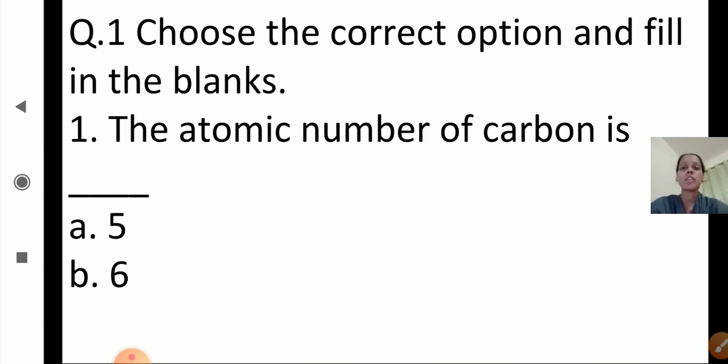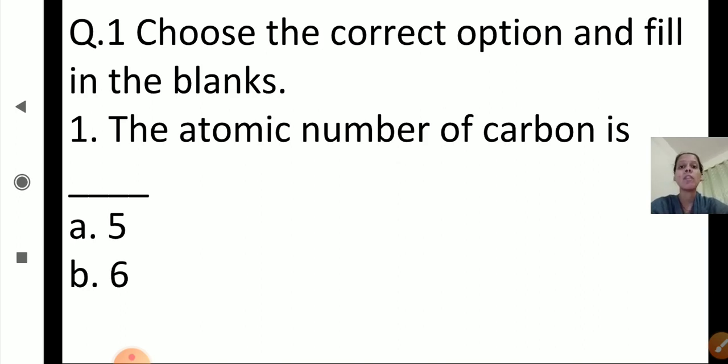So this type of question can be asked in the exam based on this lesson, lesson number 5. Choose the correct option and fill in the blanks. The first one: the atomic number of carbon is dash. Now see here, two options are given. You will choose the correct option. A, the first option, is 5, and the second option B is 6.